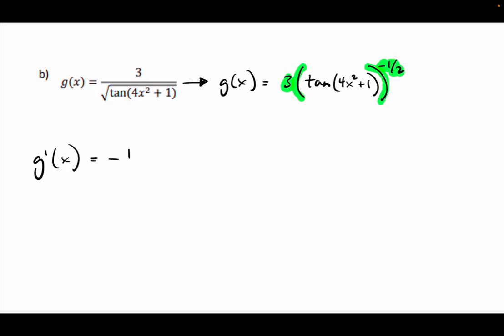So it would be negative 1/2 times 3. And then I would subtract a whole power. So if I subtract a whole power from negative 1/2, what do I get? Negative 3/2. Negative 3 over 2. Okay, that's the derivative of the outside. Now I'm going to just rewrite the inside.